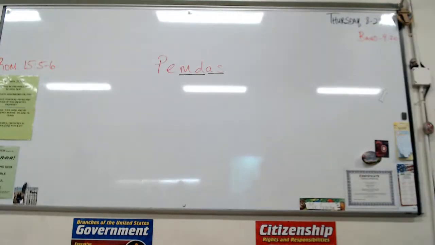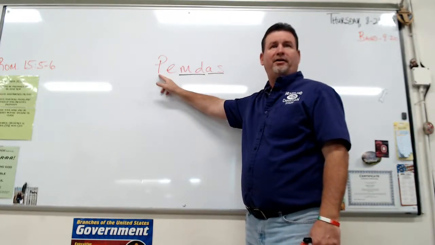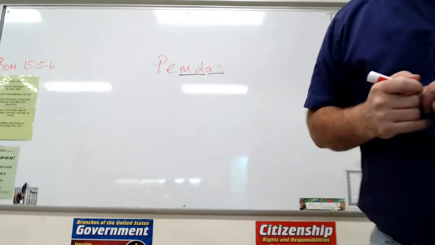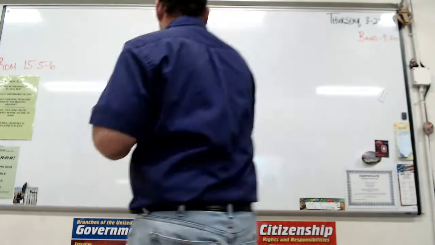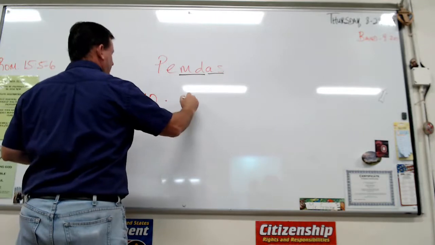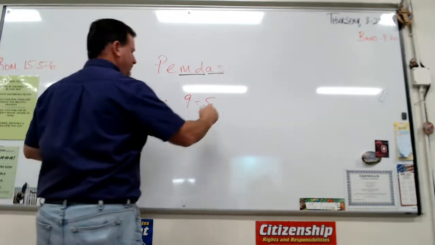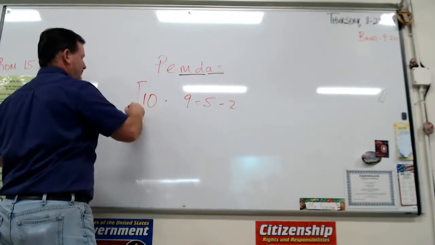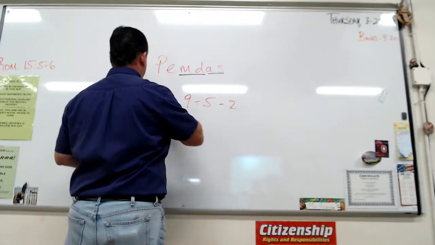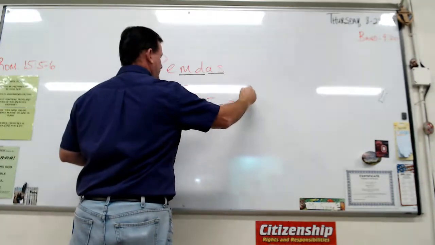Number 7. Uh-oh. See why some people call it GEMDAS instead of PEMDAS? Because there's not just parentheses there. Let's write that one on the board. 10 times, is it 9 divided by 5 minus 2? Bracket. And then 5 minus 2 is in parentheses. You put a bracket in front of 9, and then you put parentheses around 5 and 2.